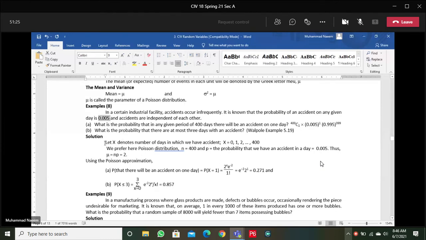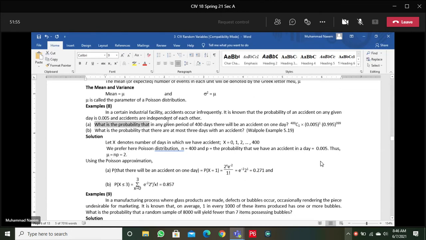Okay, in this case, let X denote the number of days in which we have an accident. And as we are observing 400 days, the range of X is from 0 to 400. Applying Poisson distribution, N is 400, P is 0.005, hence the value of mu is equal to NP, which is equal to 2.